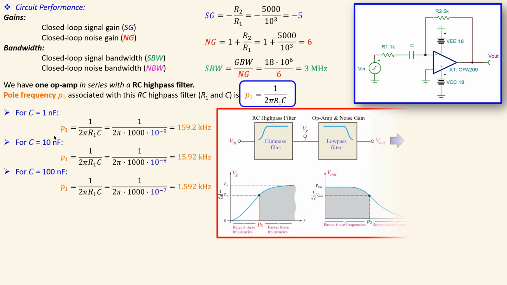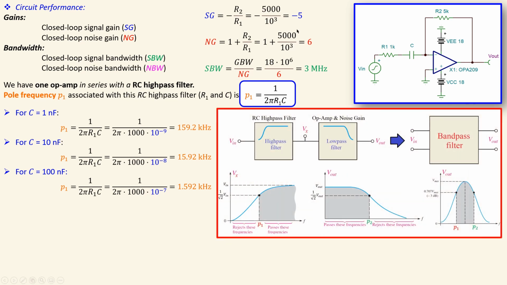Now, we know that this circuit has two frequency dependent parts, which is just R1 and C, and also the op-amp itself. R1 and C behave as an RC high pass filter, which is this part. The op-amp with the noise gain will behave as a low pass filter, so if you only consider this with the resistors R1 and R2, that will be a low pass filter.